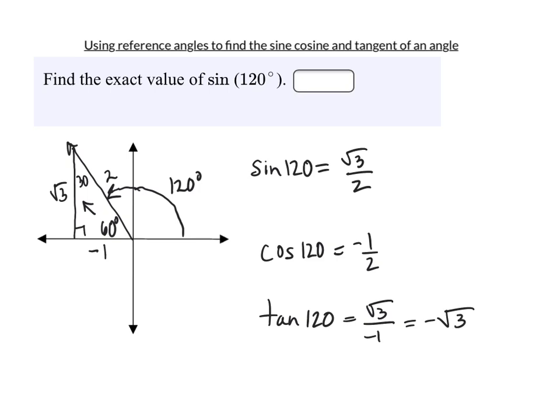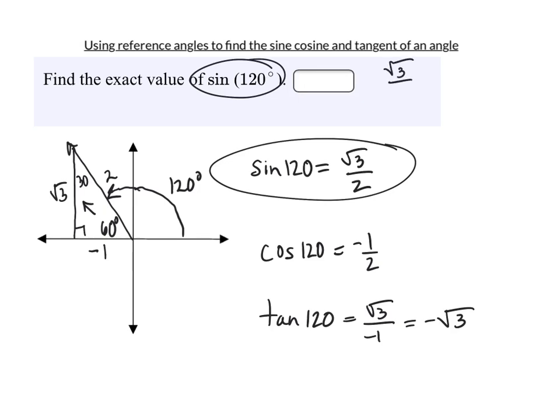You can verify all these on your calculator. Go to your calculator, make sure it's in degrees, punch in sine of 120. That decimal should be root 3 over 2. Cosine of 120, punch it in your calculator, you should get negative 0.5, negative 1/2. The tangent of 120 will end up being negative root 3. Now in our question, all they asked for is the sine of 120, so our answer is root 3 over 2.